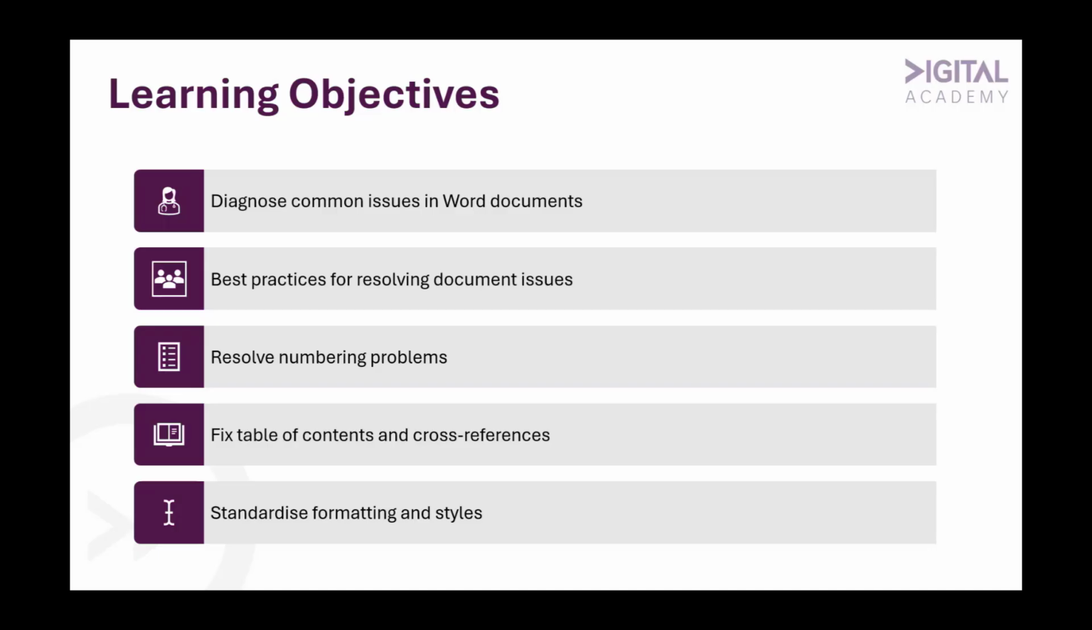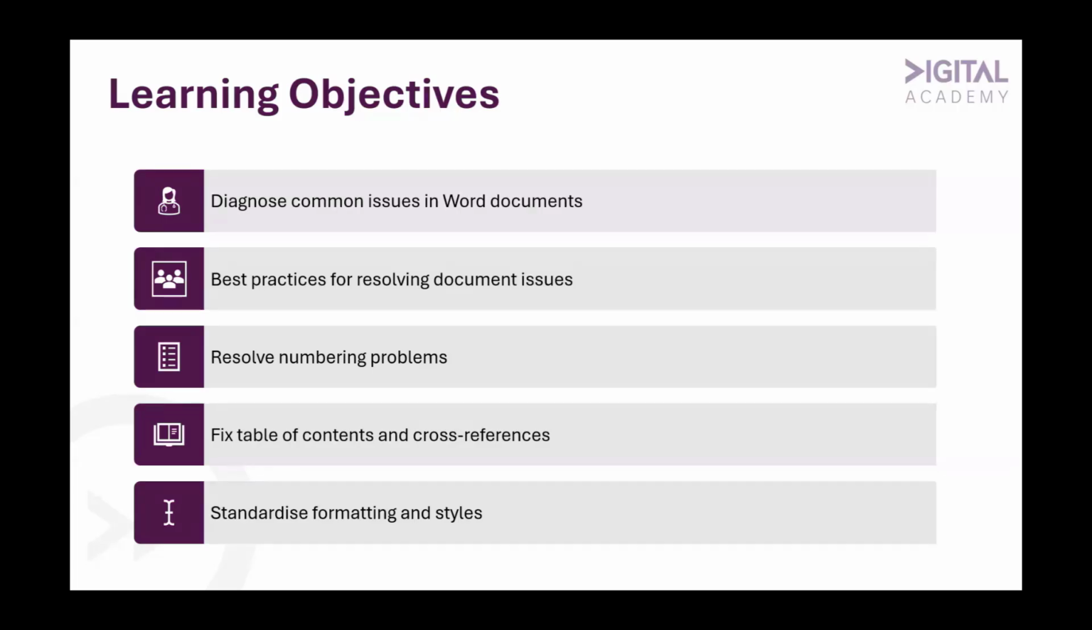Best practices for resolving document issues, and then specifically I want to look at numbering issues. If you're working with a numbered document or a multi-level numbered document, which lots of you do, then being able to resolve those numbering issues and formatting issues is important. That might be something as simple as the font not looking quite right, or something a little more complex, like the spacing between the paragraphs looking slightly too small and needing to make it bigger.